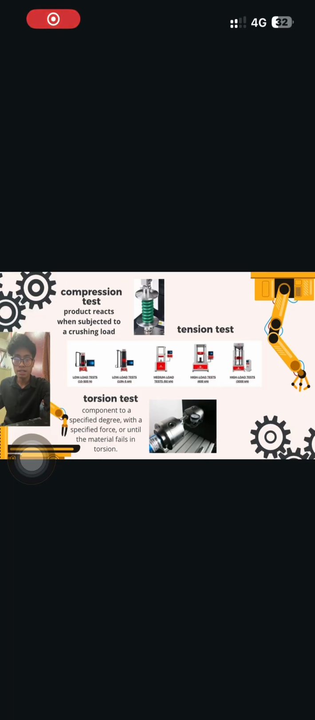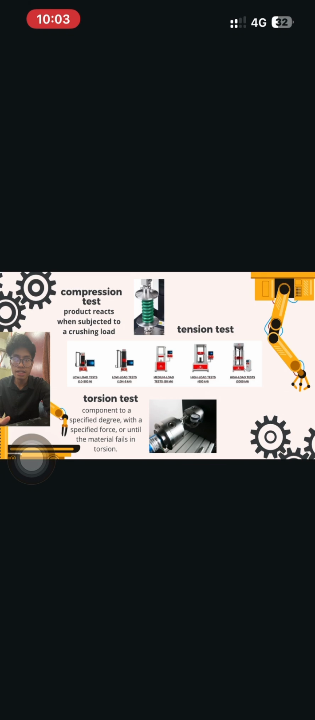The last part is how we test the spring. So look at the picture. The first one is compression test, squeezing. So we squeeze or crush the object from the top and bottom to see how much crushing force it can handle before it bends, buckles, or breaks. Think of it like pressing down on a spring to see how much it squeezes.